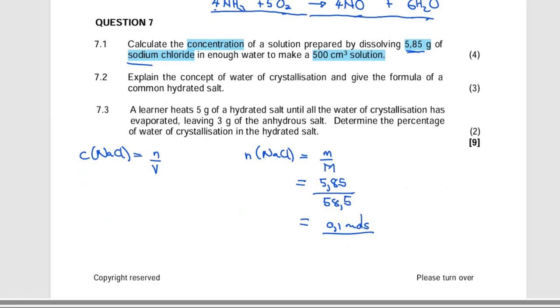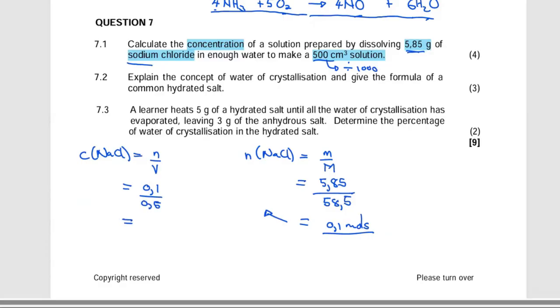So I'm going to say your concentration is equivalent to number of moles. I'm going to plug in that 0.1, which I got from this side, right? So it's 0.1 all over the volume. If you look here, we are given cubic centimeters, right? So to convert to dm cubed, we are supposed to divide by 1,000. If we divide by 1,000, we're going to get a value of what? 0.5. So it's all over 0.5.